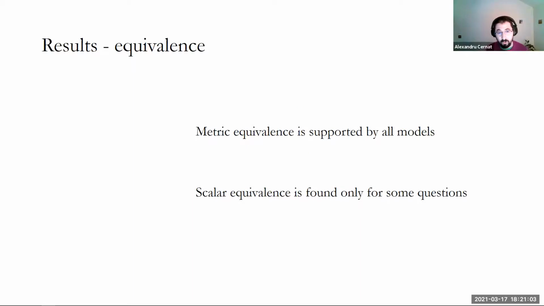If we look at equivalence, so testing if this measurement model is the same across groups, we find metric equivalence in all the comparisons, so for all the scales, which I think is a very good result. But we find scalar equivalence only for some of the questions. So we do find some differences in the averages of the questions, even after we control for the factor. Overall, I would say this is a positive finding. We do find metric equivalence. Some scales have scalar equivalence as well, but there are still some questions that would be different.